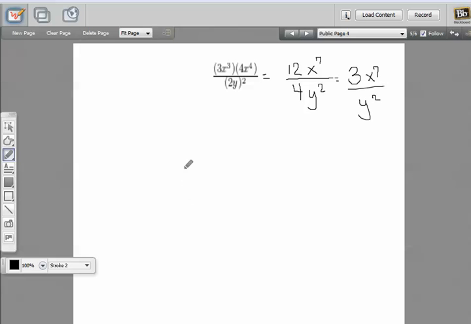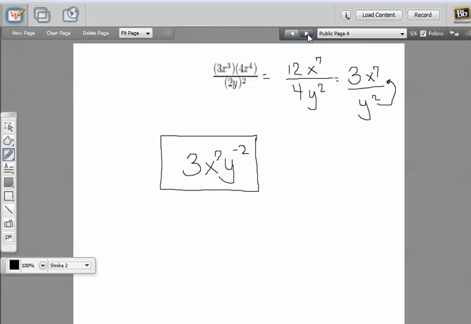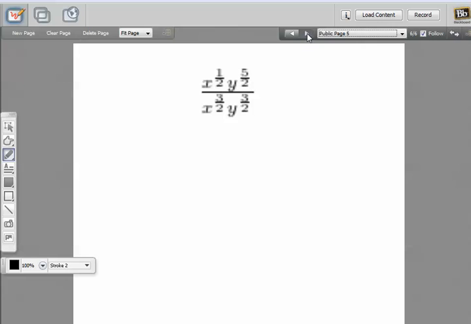But if we want to write this so there are no fractions, we have 3x to the 7th, y to the negative 2 power, because we have to put y squared in the numerator, which means its exponent is going to turn negative. The last one we're going to look at here, again, I'm just going to start by simplifying.